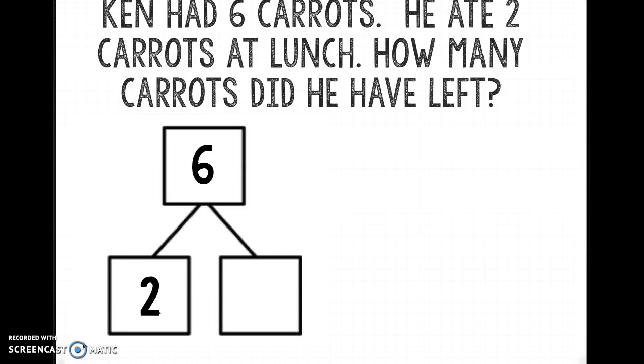I went ahead and I filled in my number bond. I know that number bonds are good tools to use when I'm trying to solve a word problem. So I know he had 6 carrots altogether, so that's going to go at the top. I know he ate 2 at lunch, and I want to know how many are left over. What's the other part? I'm going to go ahead and write a subtraction sentence. 6 minus 2, if I use my counting sticks, 6, take away 2, I have 4 left over. I can go ahead and fill in my number bond. Good job, me, I'm rocking it. He had 4 carrots left over.